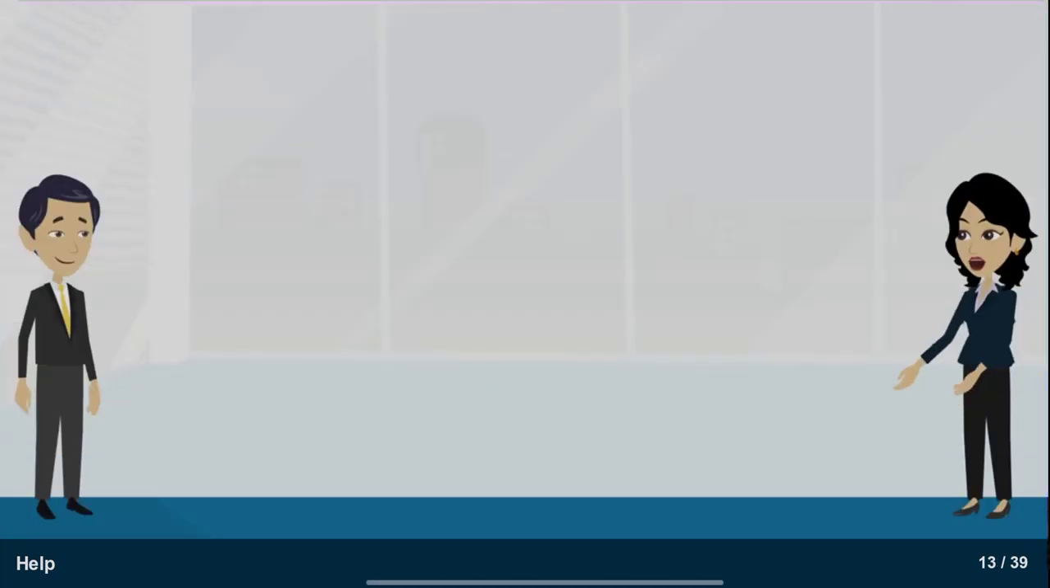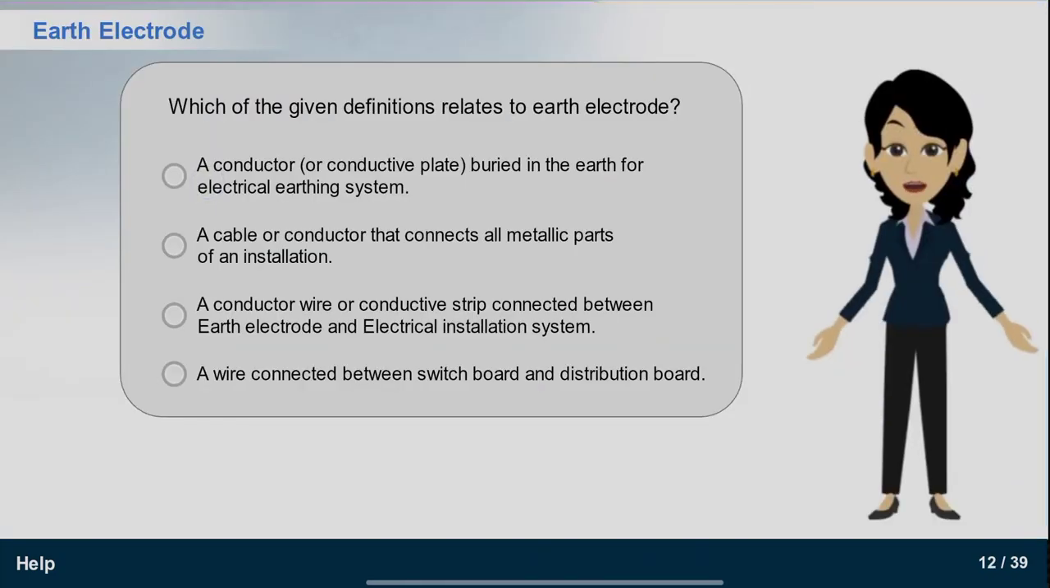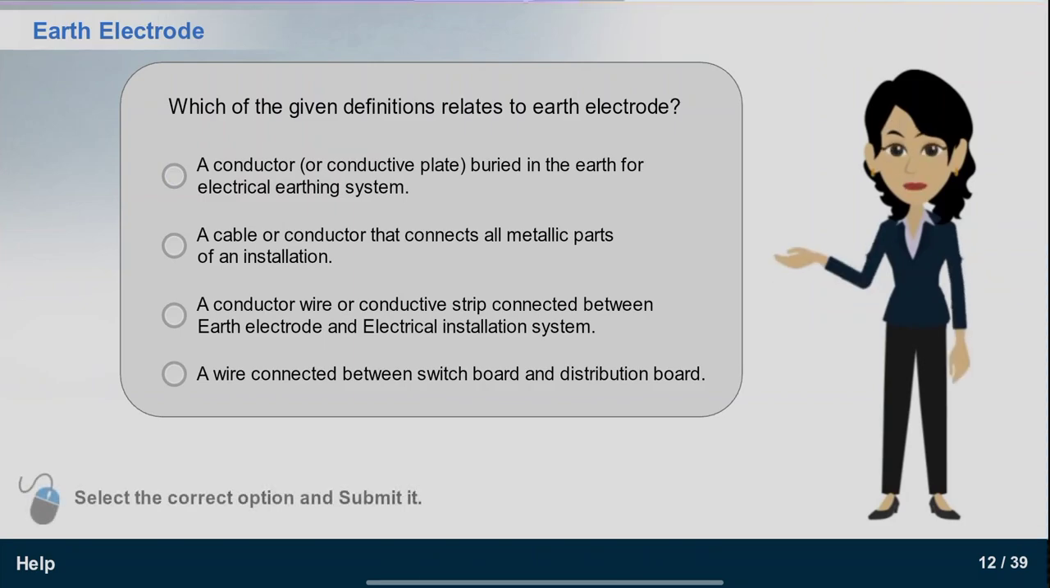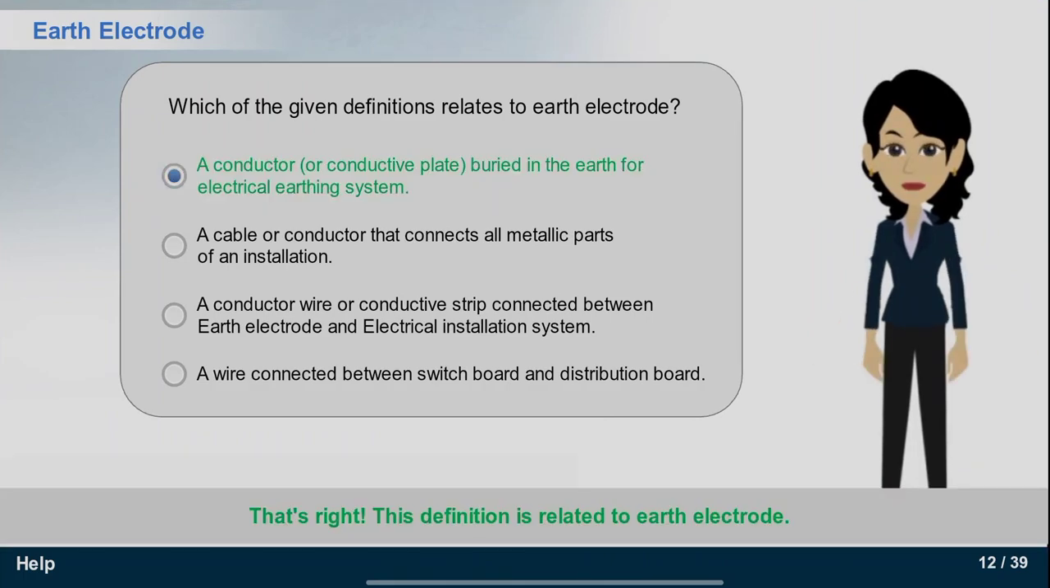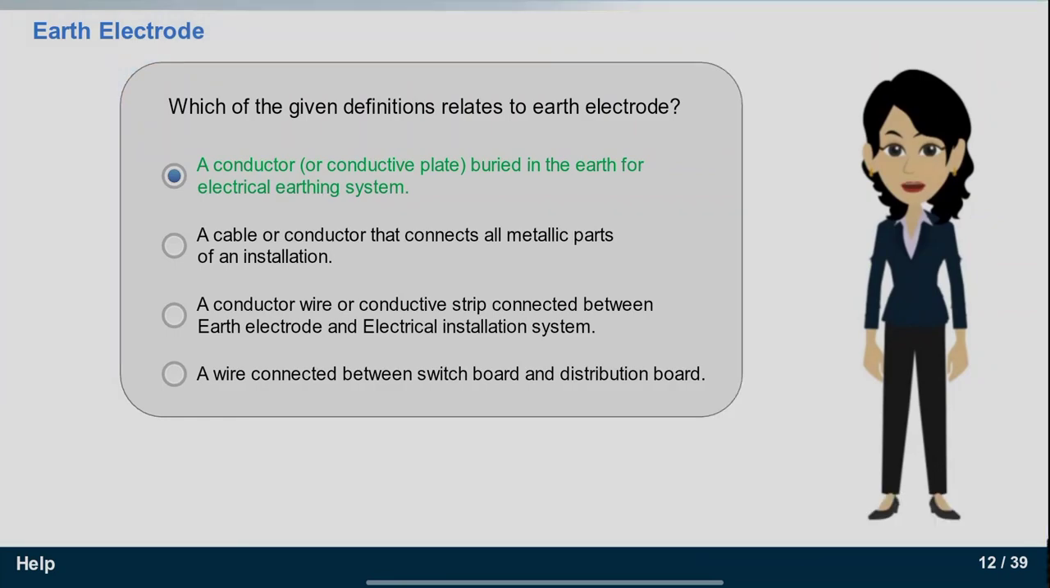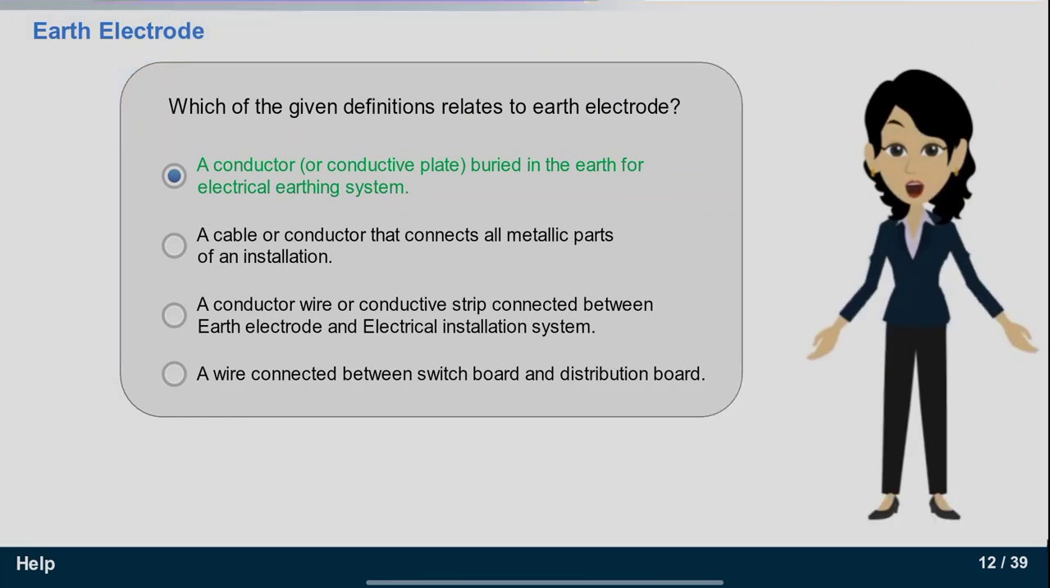Well, so the purpose of having an earth electrode is that it shall be able to resist corrosion for a long time. I think we should have Mayank here for this topic.